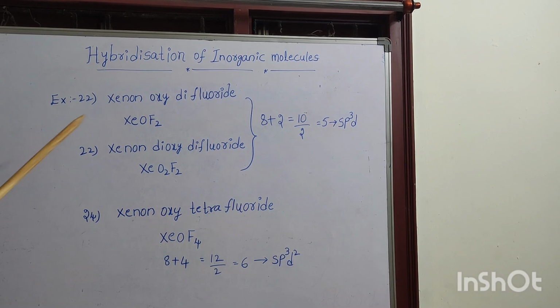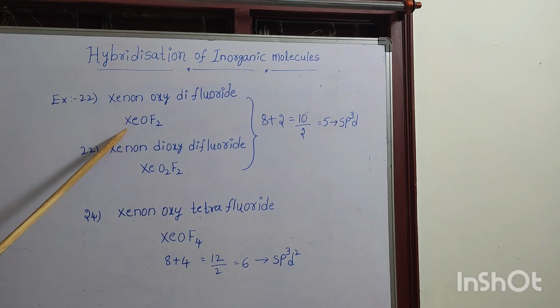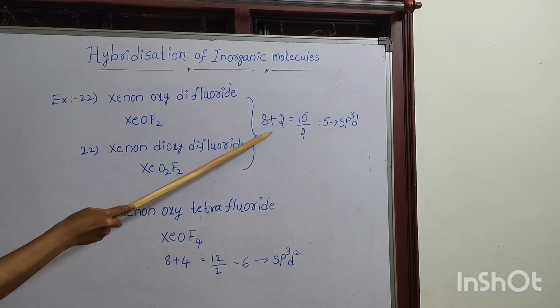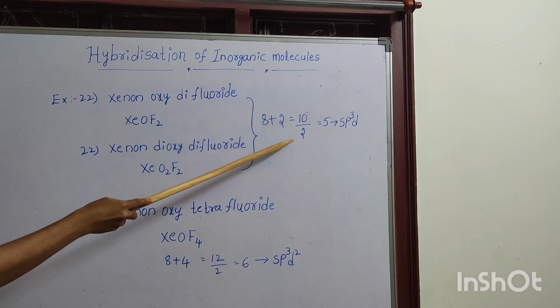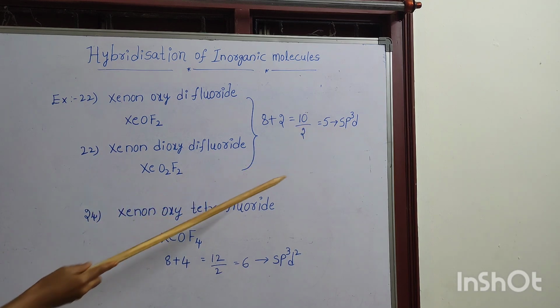Next example, xenon oxydifluoride, XeOF2, and xenon dioxydifluoride, XeO2F2. In both molecules, xenon has sp3d hybridization. Valency is 8 and we neglect the oxygen valency, and 2 fluorine atoms. 8 plus 2, 10 divided by 2, we get the quotient 5, meaning sp3d hybridization.